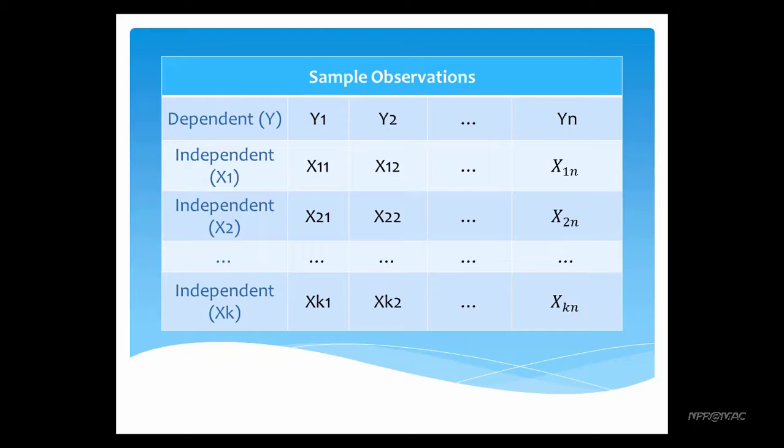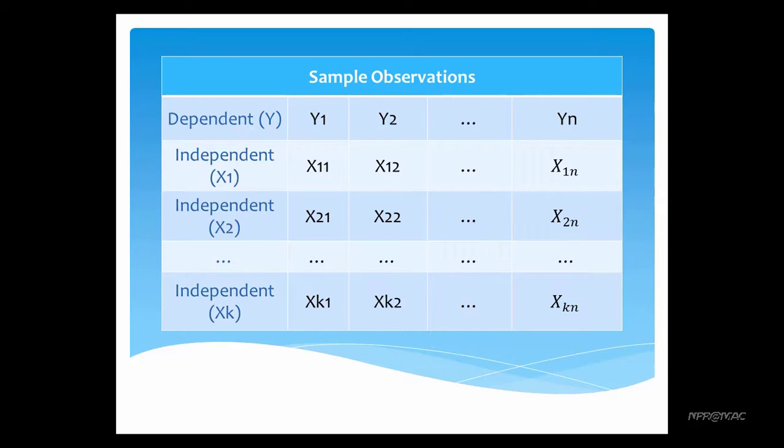Suppose we are given a dataset of the form presented here. It consists of k plus 1 variables, namely y, x1, x2, etc., xk. Each variable has n measured observations. Among these k plus 1 variables, y is considered as the dependent variable. The remaining x variables are treated as independent variables.